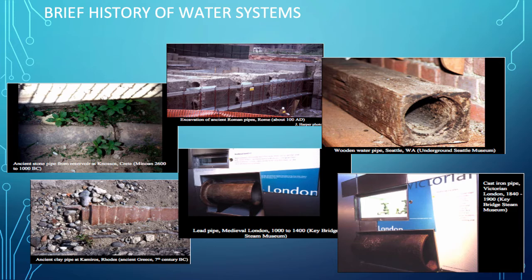Hard to tell which. And they also used cast iron pipe. And these are not ancient anymore. These are in the 1000 to 1400 AD, and cast iron in 1840, actually to present. In Seattle, lead and metal and things like that were hard to come by, but one thing the Pacific Northwest had an abundance of was wood.